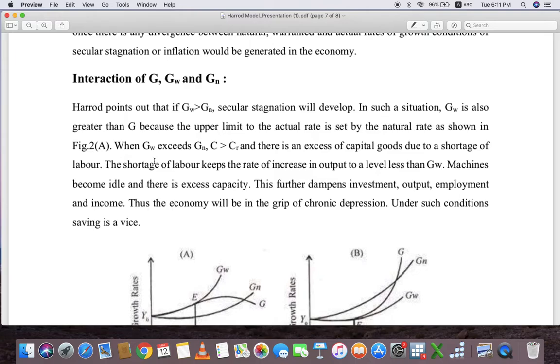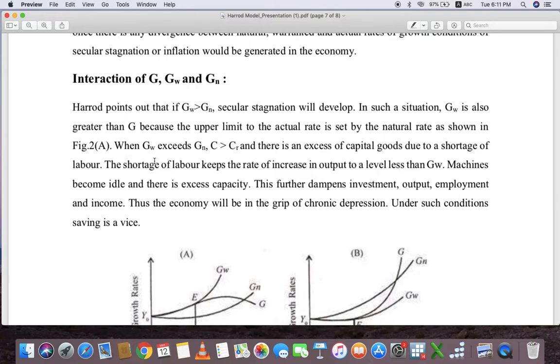In such a situation, GW is also greater than G, because Gn is the upper limit of G. Gn is the rate of growth which can be achieved only if the economy uses its natural supply of all the resources. So, at the existing circumstances, Gn is the upper limit of G. So, if GW becomes greater than Gn, GW becomes greater than G also.